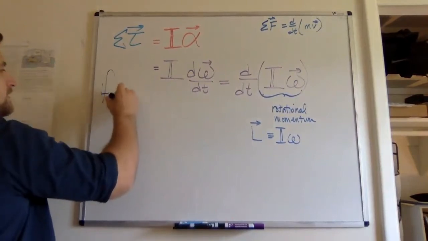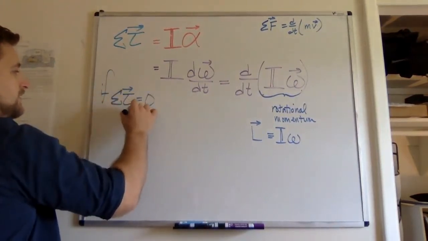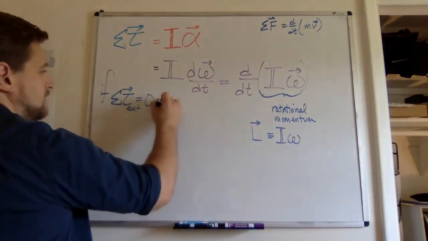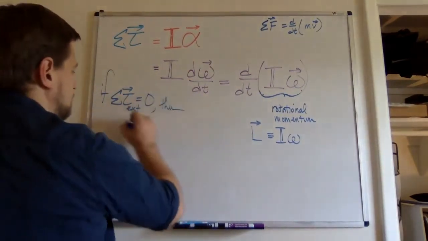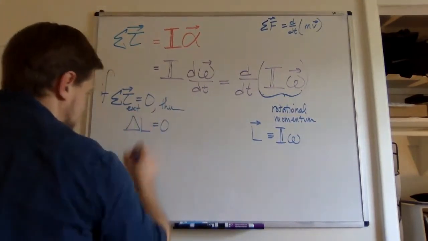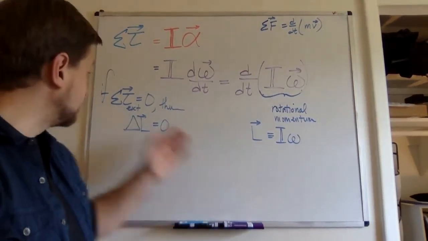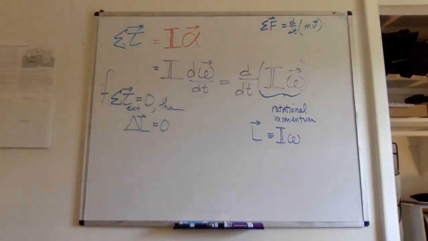If the net external torque can be shown to be 0, then delta L should be 0. The angular momentum should be constant over whatever interval this is true for. Excellent.